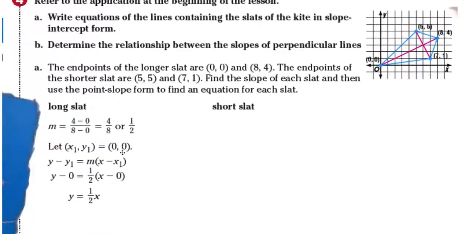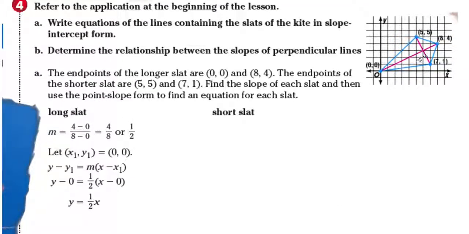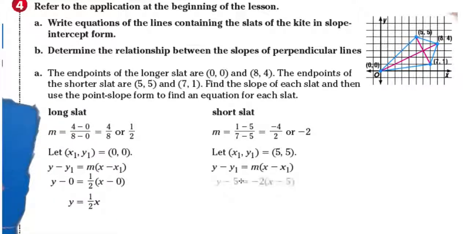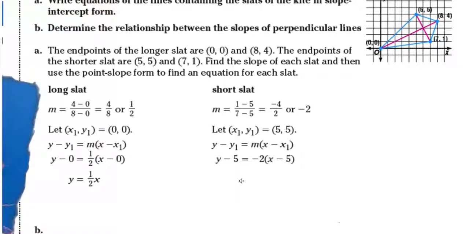On the short slat, which is this one, we use the points 5, 5, and 7, 1. Again, we want to find the slope by using the slope formula. We end up with a slope of -2. Then we use 5, 5 as our x sub 1, y sub 1 for the point-slope form, and we end up with y minus 5 equals -2 times x minus 5. After the distributive property, -2x plus 10.